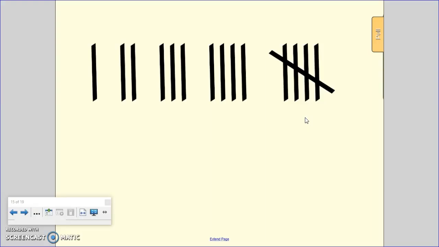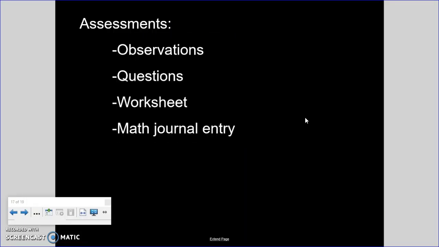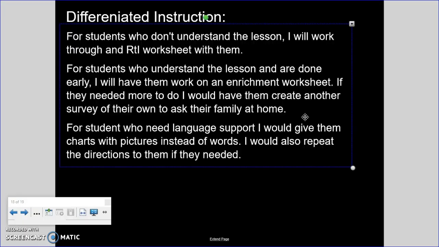And then I would ask them how you take a survey, because that was one of our goals. And I would have them write that all in their math journal. And then when they were done with that, this is the worksheet they would work on. Okay, these are the assessments: observations, questions, the worksheet, and our math journal entry.